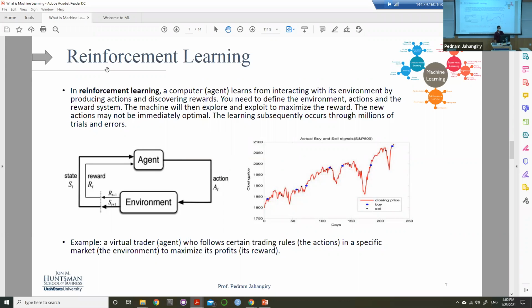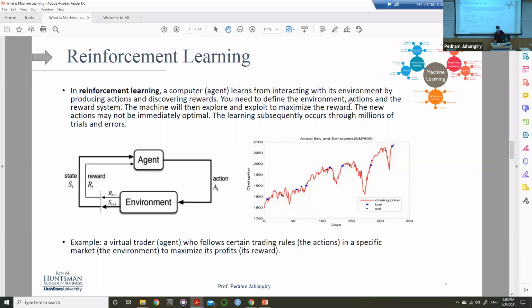So the first one is reinforcement learning. I think all of us know what reinforcement learning is from that example, but it involves computers learning from interacting with themselves, right, with their environments. However, we have to define the environment. So I have to say, okay, this is the environment that the agent can explore and exploit. What is the agent? The agent is your computer or whatever.